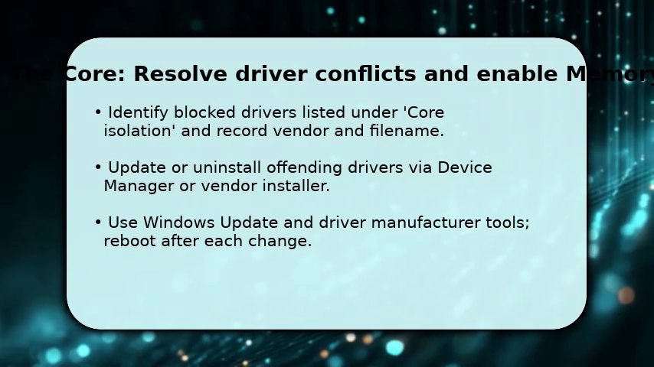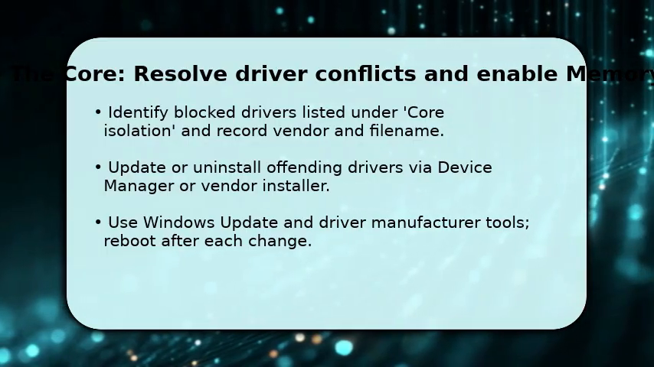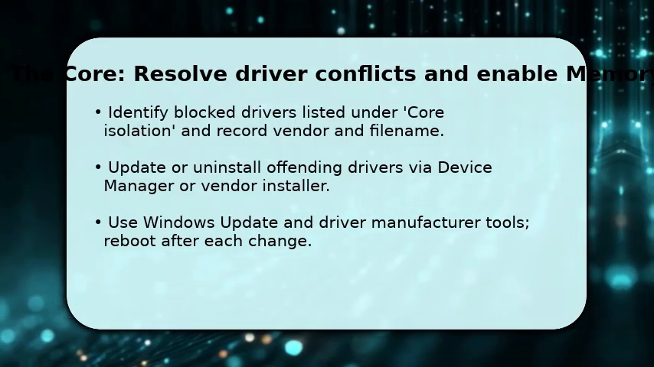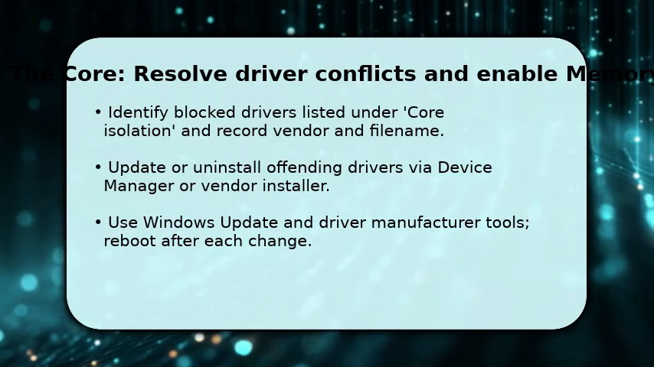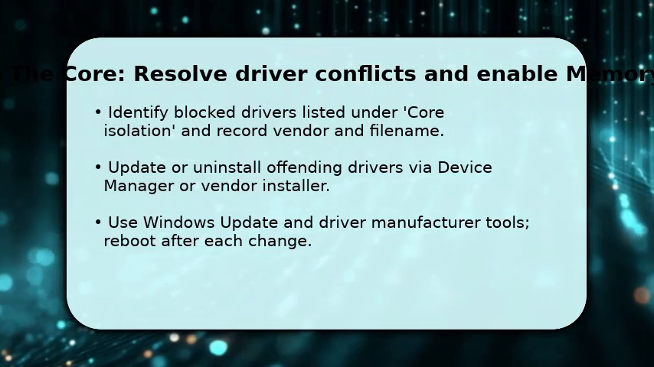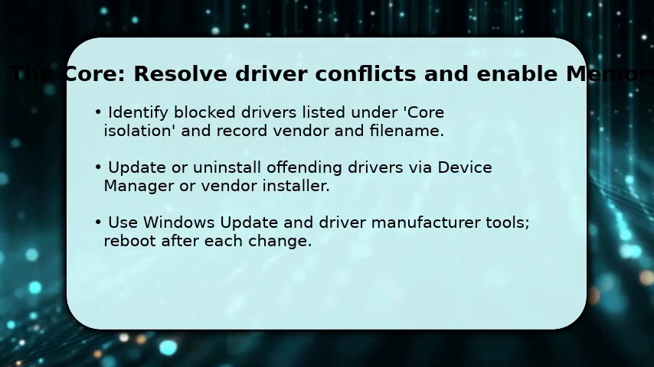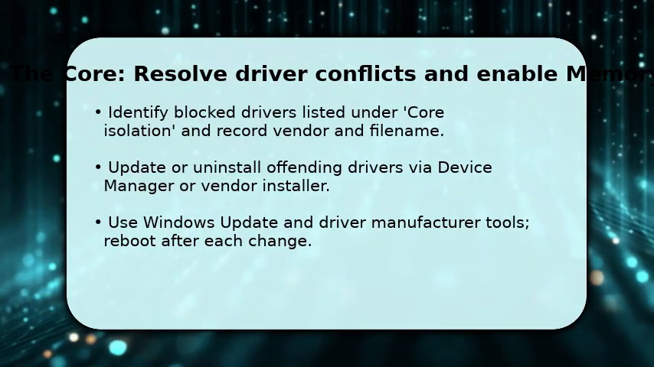Next, focus on the core issue, blocked drivers. When Core Isolation reports incompatible drivers, write down the exact file names and vendor names. Then open Device Manager, locate the devices using those drivers, and choose Update Driver or Uninstall Device. Alternatively, download the latest signed driver from the manufacturer. Use Windows Update as a secondary step to fetch Microsoft signed drivers.